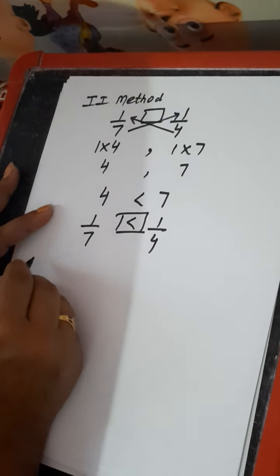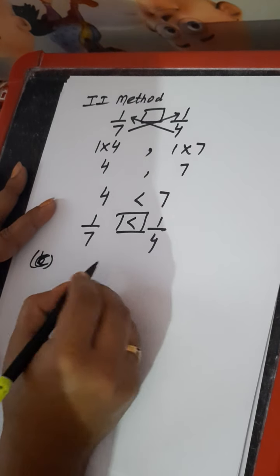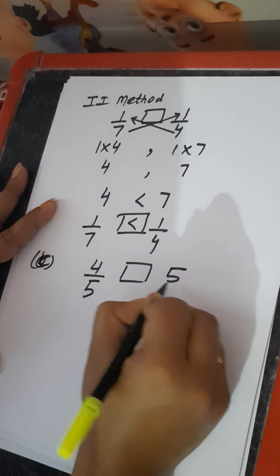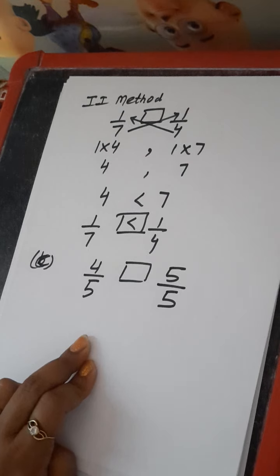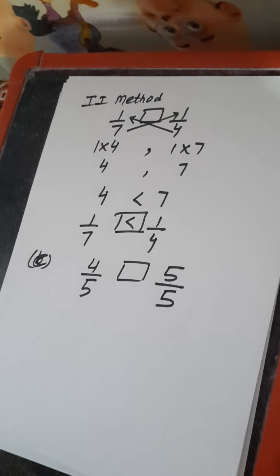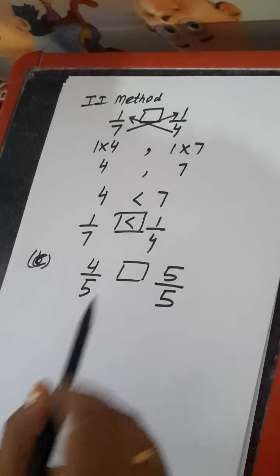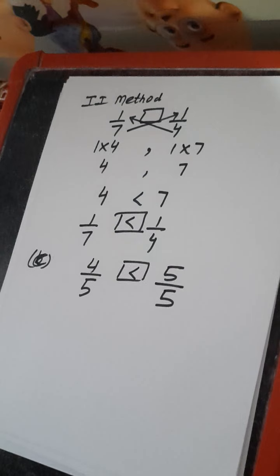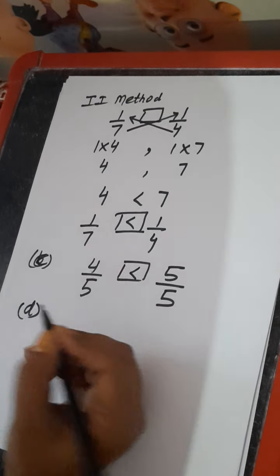So next we have C part. Here C part is 4 upon 5, 5 upon 5. In this, denominators are same and you have to compare the numerators. Here 4 is lesser than 5, so we can say that 4 upon 5 is lesser than 5 upon 5. In this, denominators are same, so you can use the sign directly. So next we have D part.